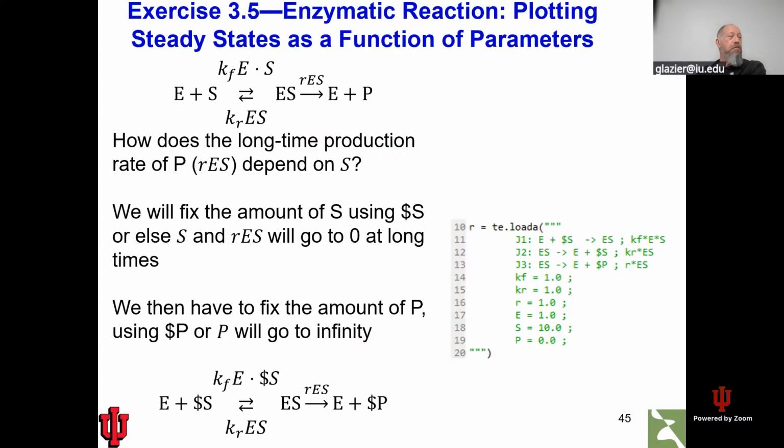Okay, so now what we want to do is plot the final state versus S. And this only works for the dollar sign because the final state, without holding S constant, you run out of substrate. So the final state is 0. And so what we want to plot is the rate of production of P as a function of S when S is held constant.